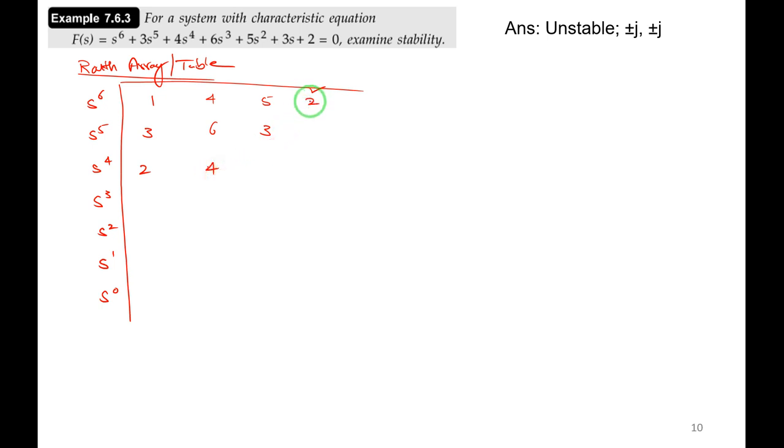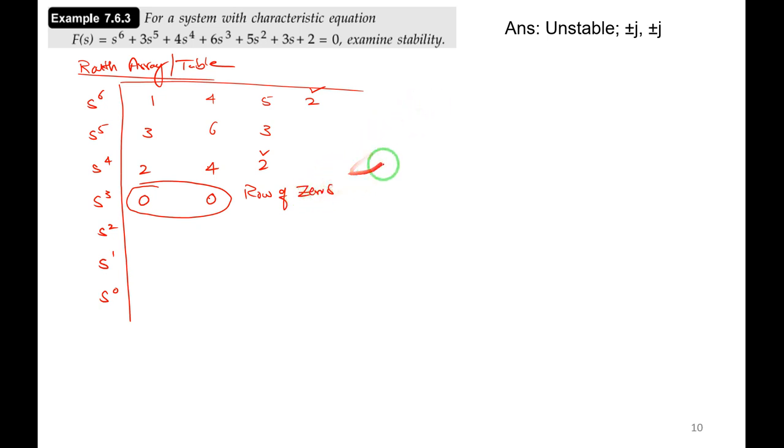No need to calculate this. This is the constant term. It will come here, 2. The next 2 elements will be coming here, so I will calculate that. So 6 times 2 is 12 minus 4 times 3 is 12. 12 minus 12 means 0 I am getting here. Then next we will try to calculate this element. Leave this above column. So 3 times 2 is 6 minus 6, so I am getting 0. This means a row of zeros is coming.